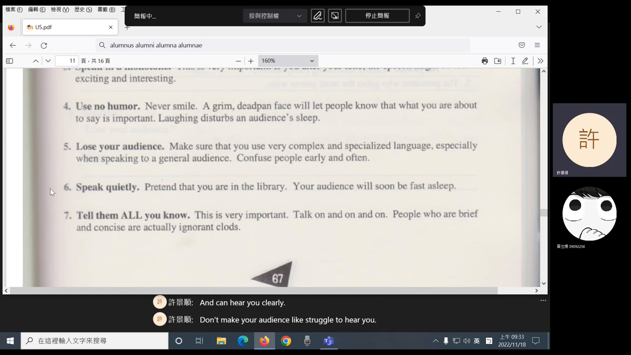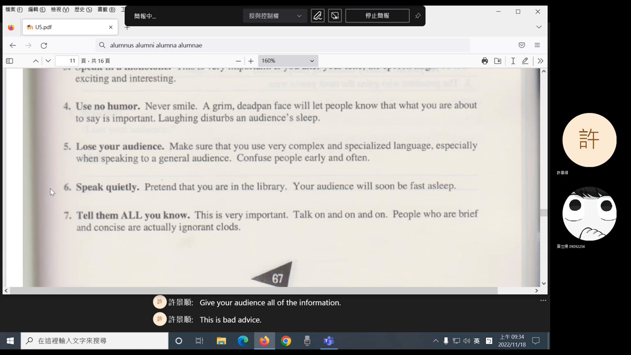The next point is very interesting. Dr. Boris Yan says to give a boring presentation, you should tell the audience all that you know. Give your audience all of the information. This is bad advice. If you really think about it, if I gave you everything I knew about every single word and every single sentence, you would be bored out of your mind.